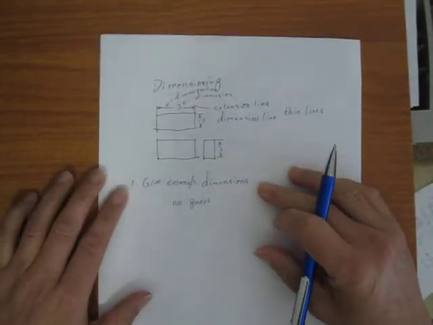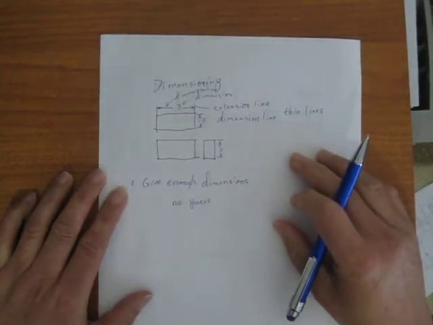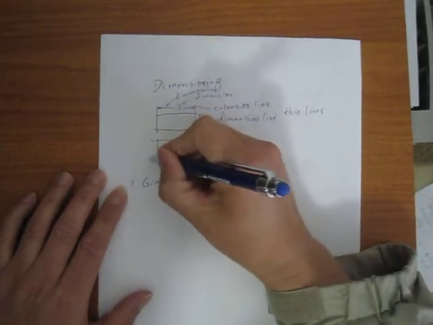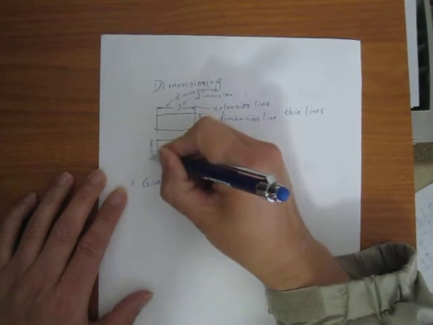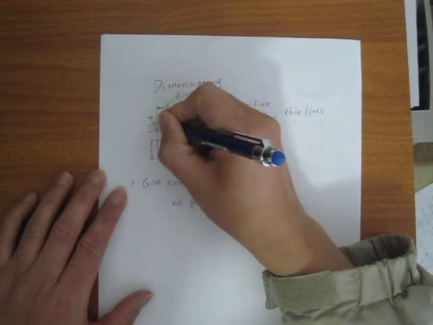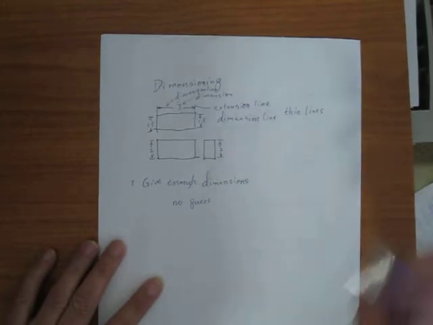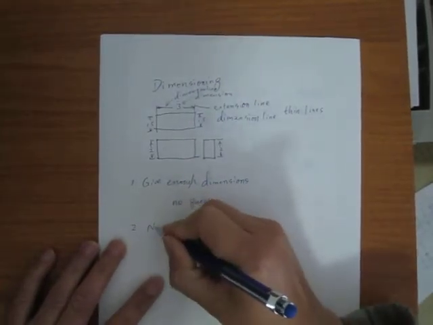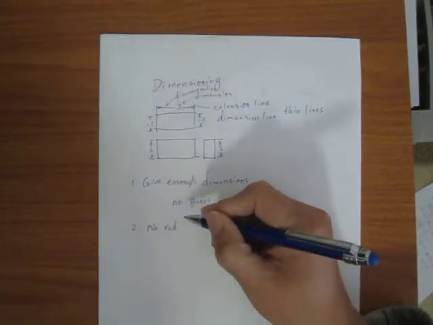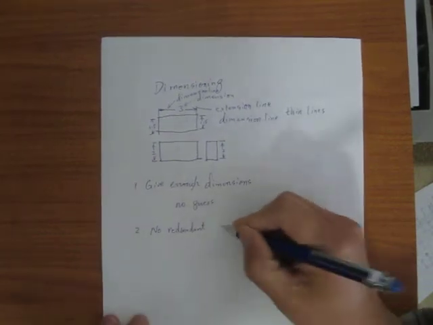With this rule, many of us have a tendency to say, well, if I need enough dimensions, I'm going to dimension everywhere I can. Yes, this one is 2 inches too, I measured that. And this one is 1.5 inches. Right? So the second rule is no redundant dimensions.